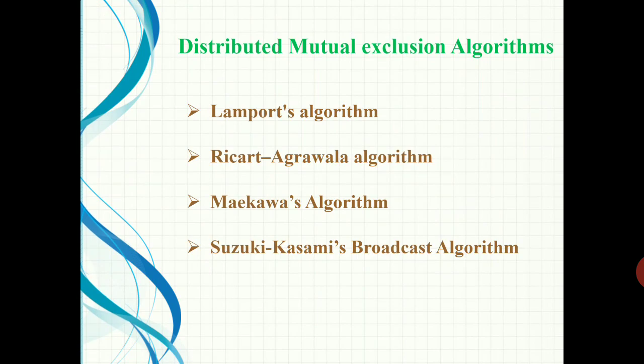We already discussed some of the mutual exclusion algorithms. The distributed mutual exclusion algorithms are Lamport's algorithm, Ricart-Agrawala algorithm, Maekawa's algorithm, and Suzuki-Kasami broadcast algorithm. You already discussed Lamport's mutual exclusion algorithm in the previous session. Today we are going to discuss the Ricart-Agrawala algorithm. The remaining two algorithms will be discussed in the upcoming sessions.